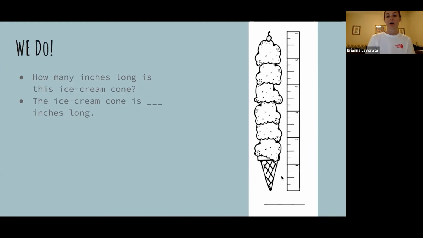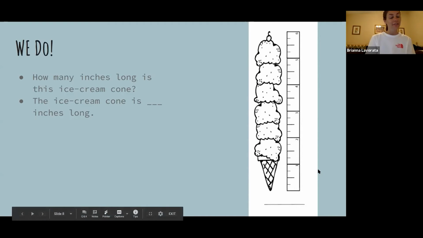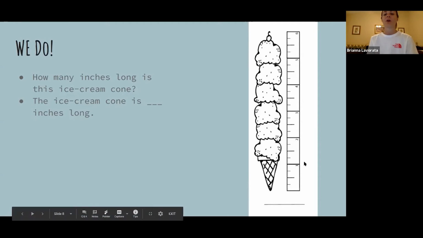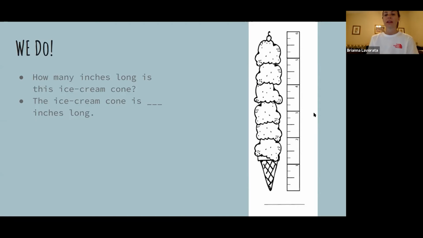So now let's count. Where do we start, friends? At the very bottom here where it says a number 1. So we're going to align our ruler and we're going to count how tall our ice cream cone goes. So we have 1, 2 inches, 3 inches, 4 inches, 5 inches, and 6 inches long. So our ice cream cone is 6 inches long.